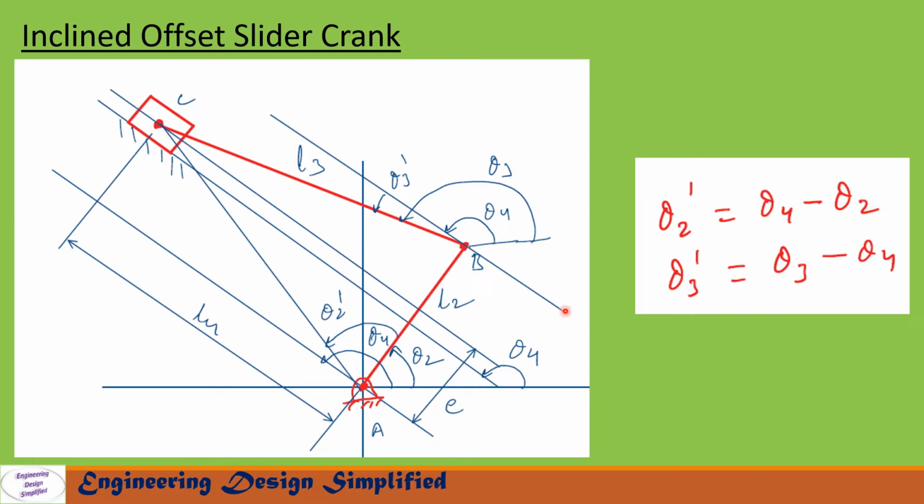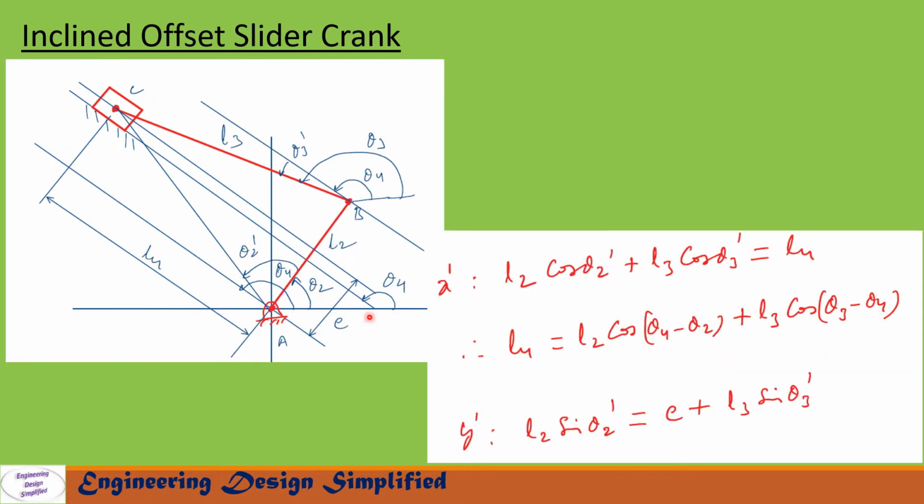Similarly, let us draw again another line parallel to the inclination. So here this angle between horizontal and coupler link is theta 3, and angle between horizontal and this line that is parallel to the inclination is theta 4. Let us call this angle between these two lines theta 3 prime. So theta 3 prime can be written as theta 3 minus theta 4.